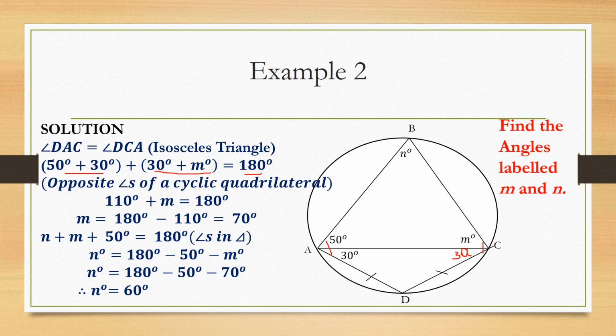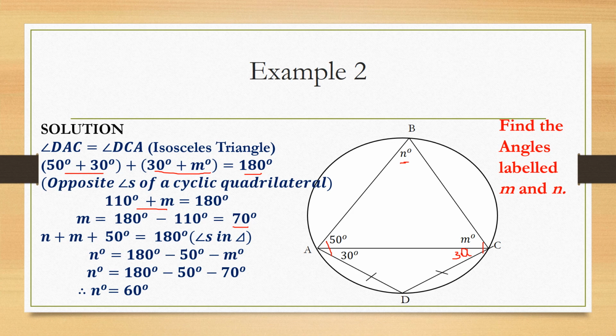So collect like terms and I'll have 110 plus M equals 180 degrees. So make M the subject and you have your answer to be 70 degrees. Okay, so here is 70 degrees. So if I add it, it means that the angle at C of this quadrilateral is 100 here and then 80 here.